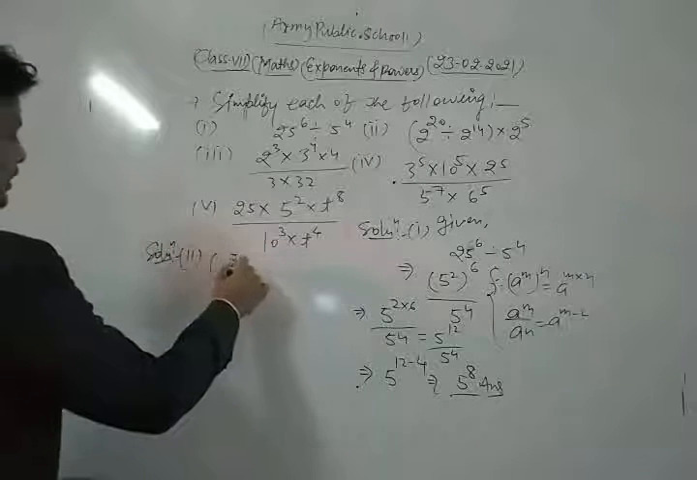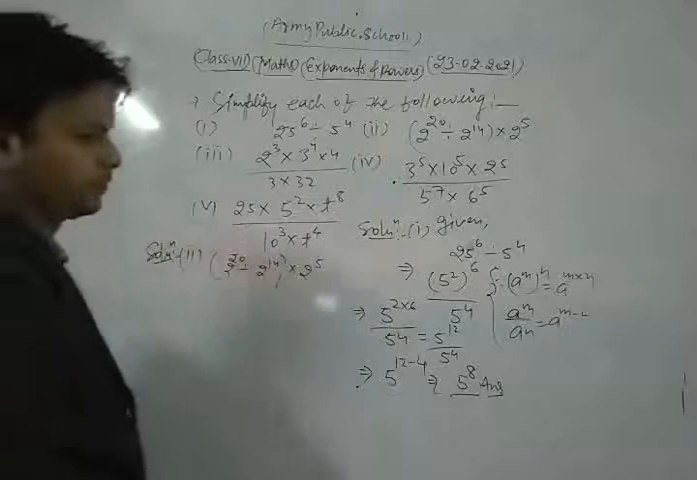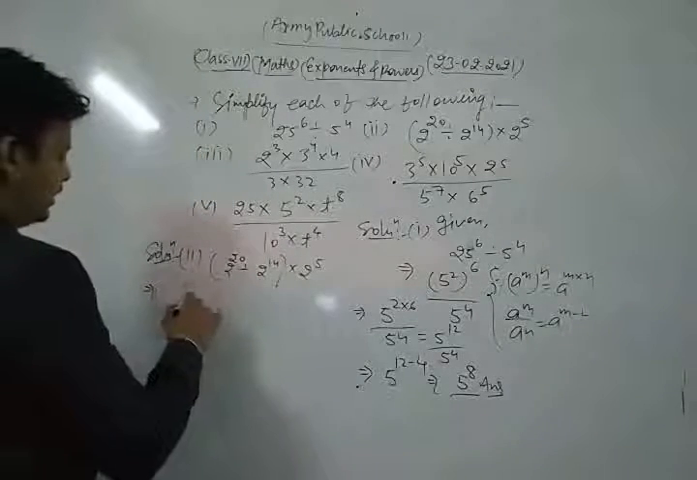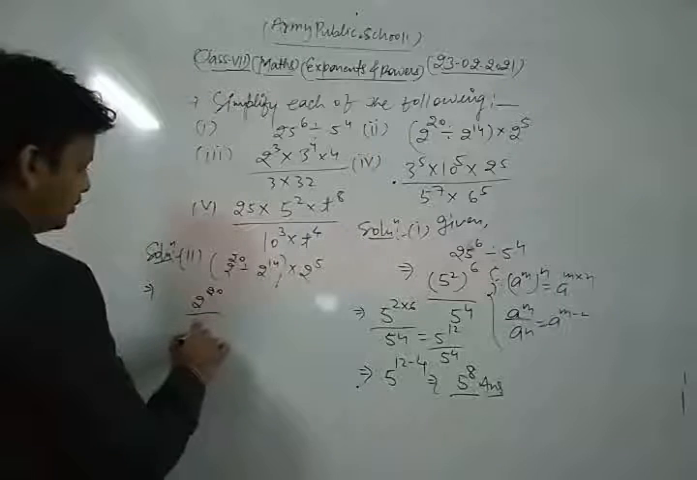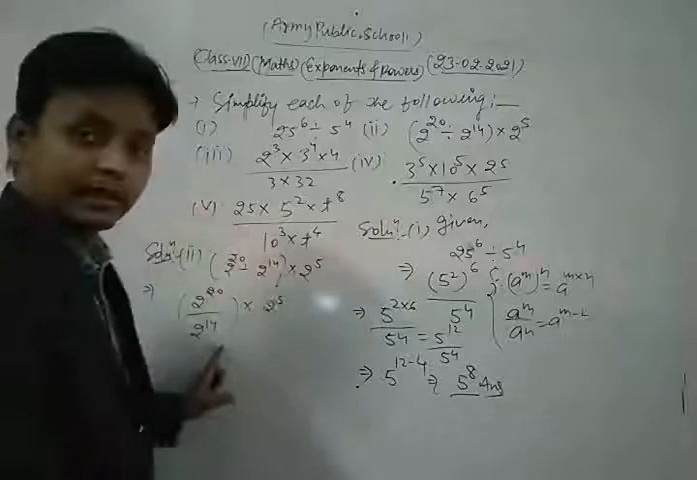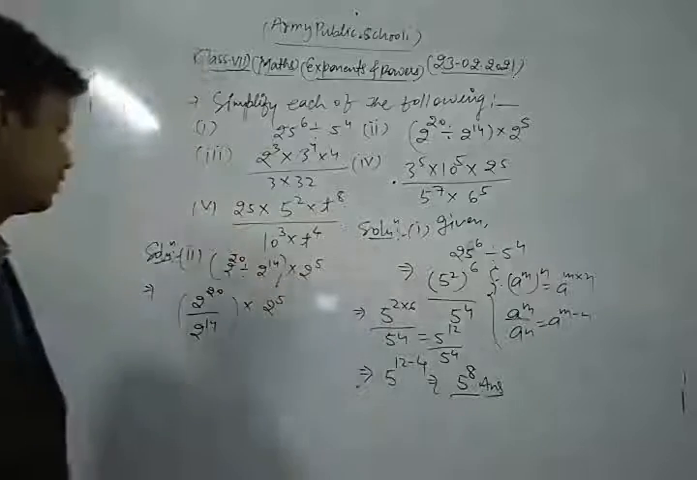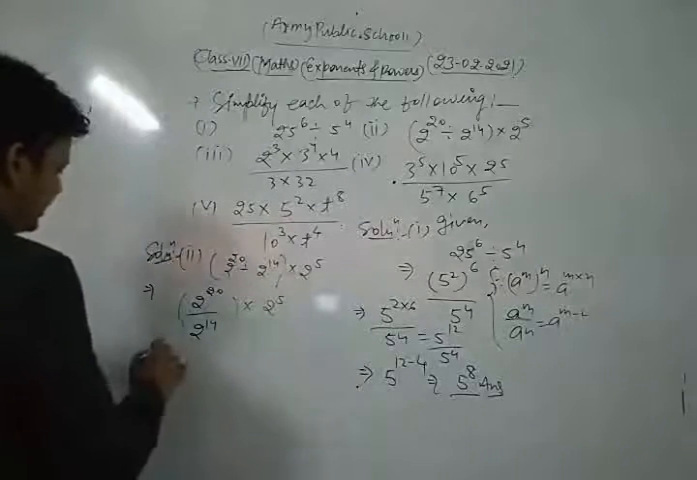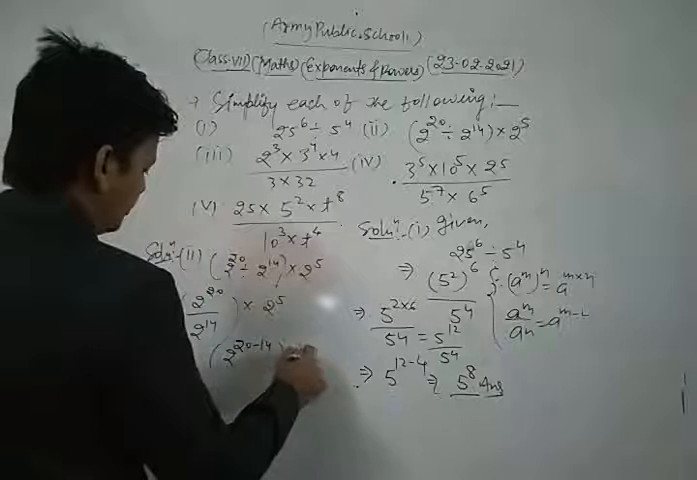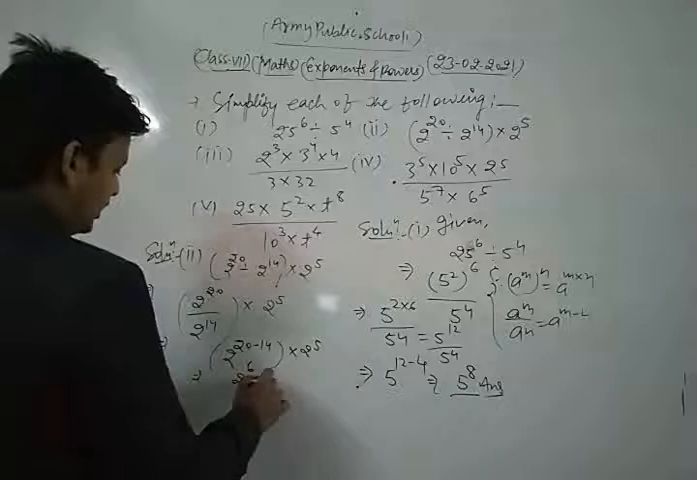Now we take and solve the second part of this question. Given 2 power 20 divided by 2 power 14 multiplied by 2 power 5. This is the question here. Now what I do, we write in this way: 2 power 20 upon 2 power 14 into 2 power 5. So we apply the law of exponents for the quotient: 2 power 20 upon 2 power 14 is 2 power 20 minus 14, into 2 power 5. So we get 2 power 6 into 2 power 5.